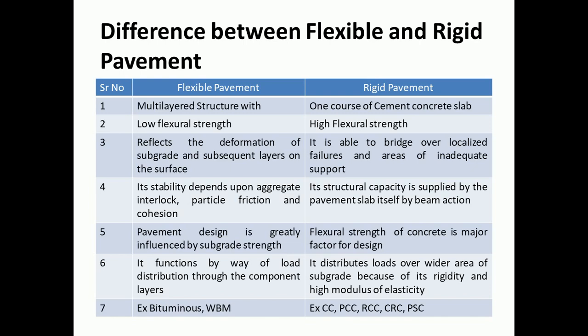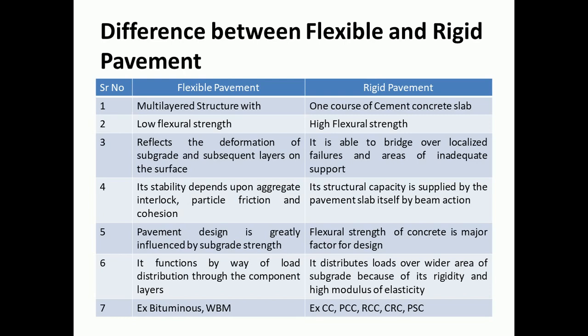Another point of comparison is that the stability of flexible pavement depends on aggregate interlocking, particle friction and cohesion. From the interlocking point of view, angular aggregates are suggested in the construction work. Whereas in rigid pavement, the structural capacity is supplied by the pavement slab itself by beam action. Flexible pavement design is greatly influenced by the subgrade strength, whereas rigid pavement design is greatly influenced by the flexural strength of the concrete, and the modulus of elasticity of the concrete is very important.